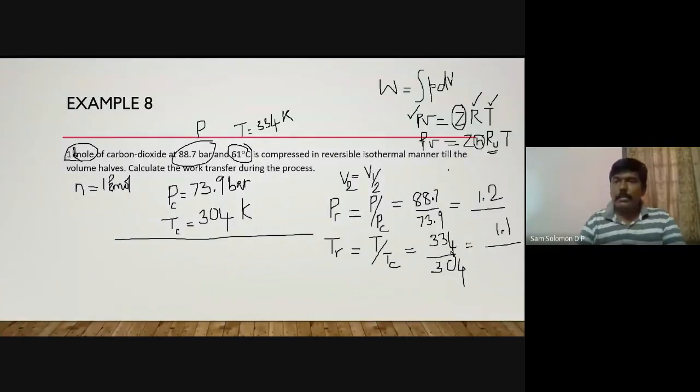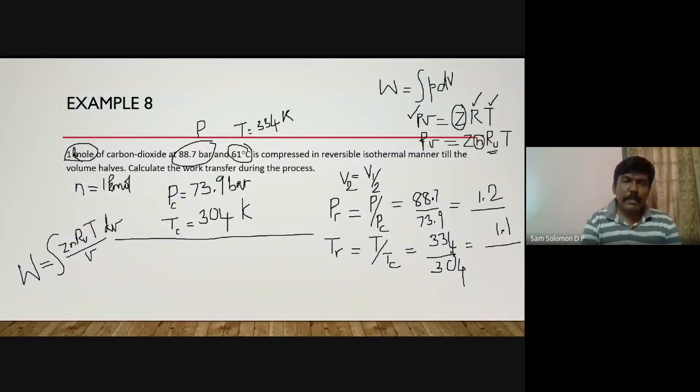So that is your PV. Now if you substitute this Z and RU T in W equal to integral PdV, instead of P, you will have Z N RU into T divided by V times dV.